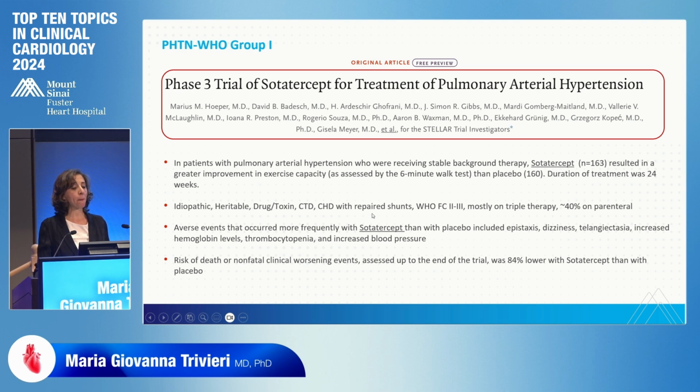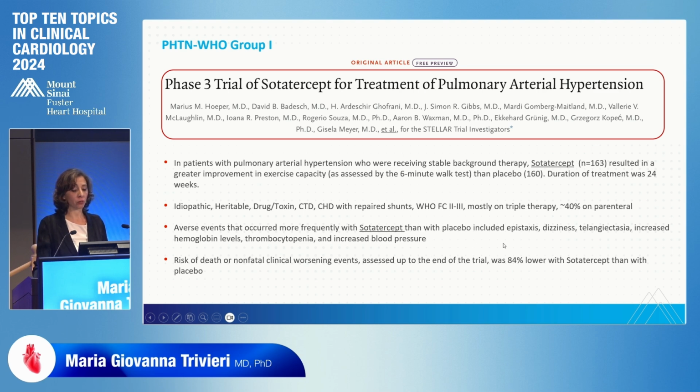So there were many different forms that were not necessarily included, and definitely not group 3, definitely not group 4, so it was all targeting group 1 patients. And they had functional class 2 to 3, and most of them were already on triple therapy, and 40% of those were on parenteral therapy.